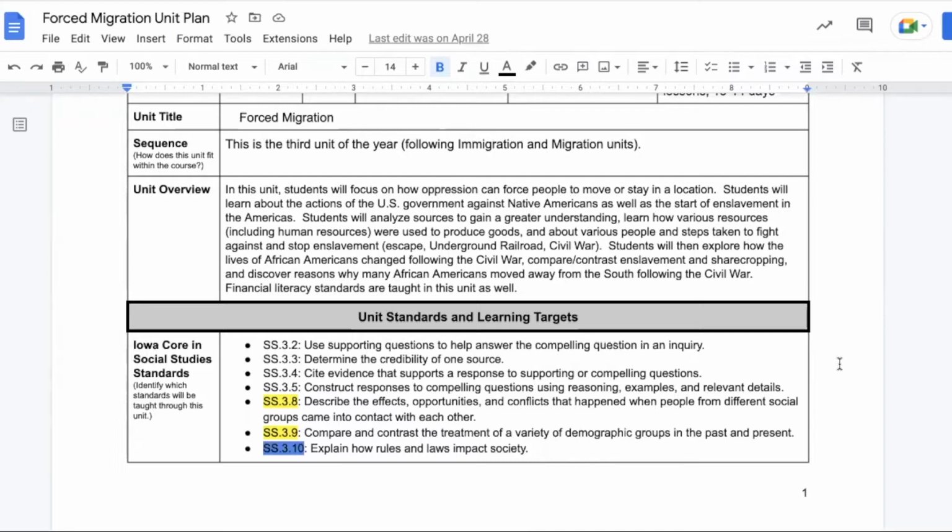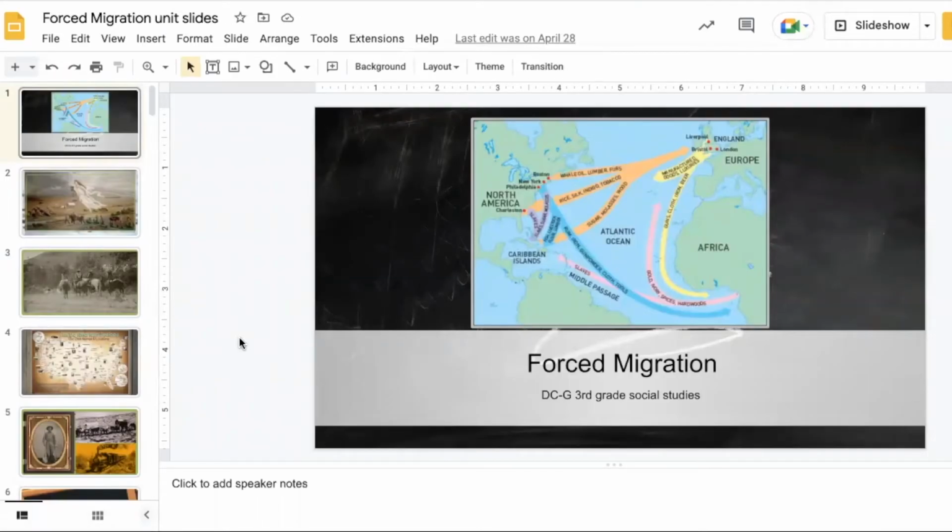We're going to look at the U.S. government policies against Native Americans, as well as the start of enslavement in the Americas. In continuing with the discussion on enslavement, we'll also look at how it came to an end via the Underground Railroad, escape methods, and the Civil War. Then students have some time to learn a little bit about what happened after the Civil War, looking at sharecropping, and finding out about the Great Migration, which was when many African Americans moved away from the South after the Civil War. There is a slideshow that goes along with the Forced Migration Unit.